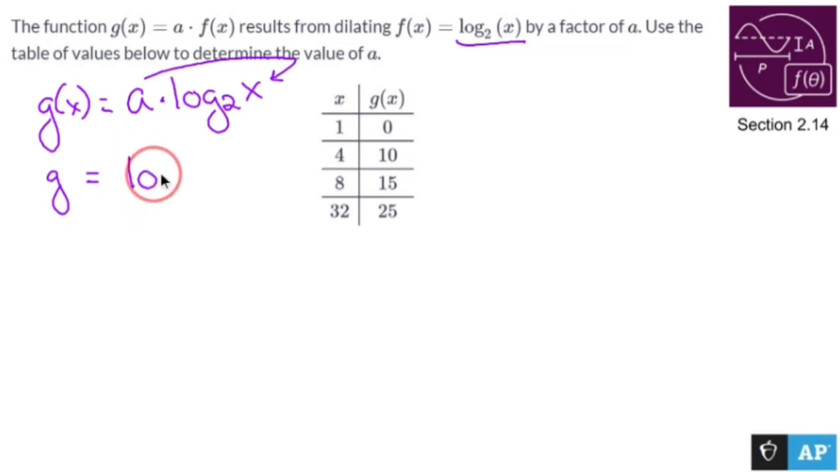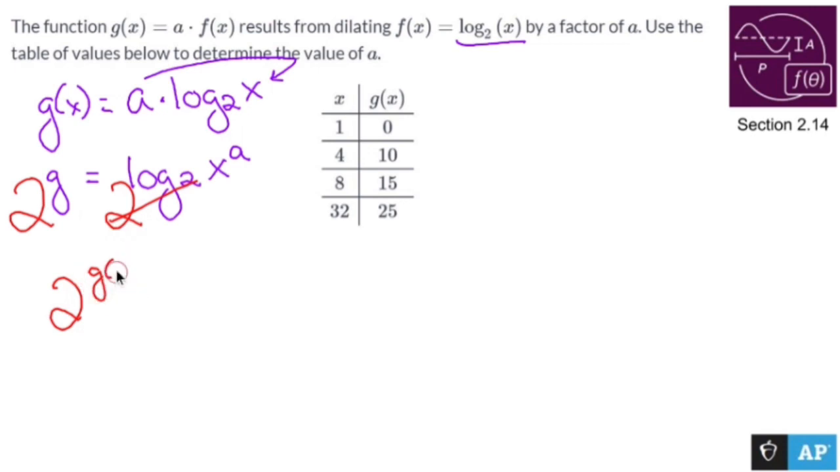So now I have log base 2 of x to the a. If I take 2 to the power of both sides, that crosses out, and now I have 2 to the g power, or g of x, is going to equal x to the a power. Now that I have this information, I'm going to use this table to determine what a is.